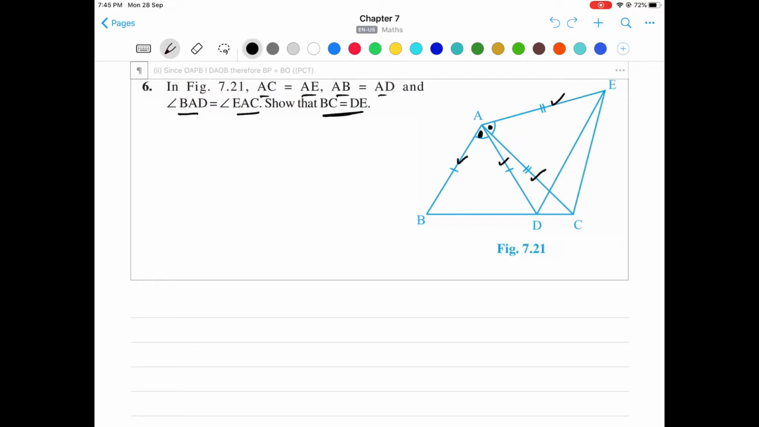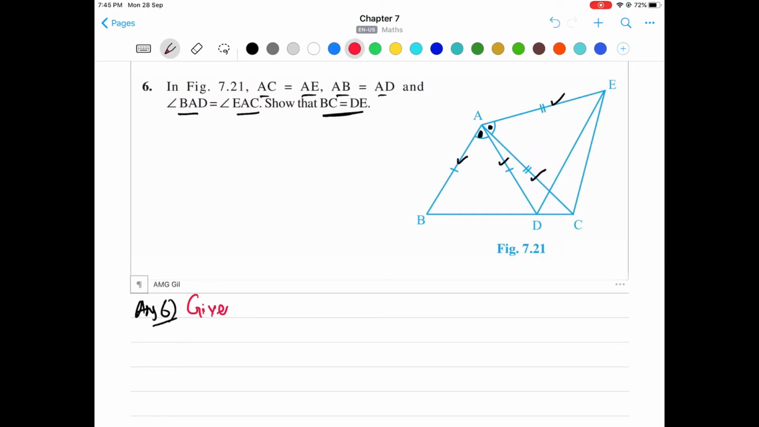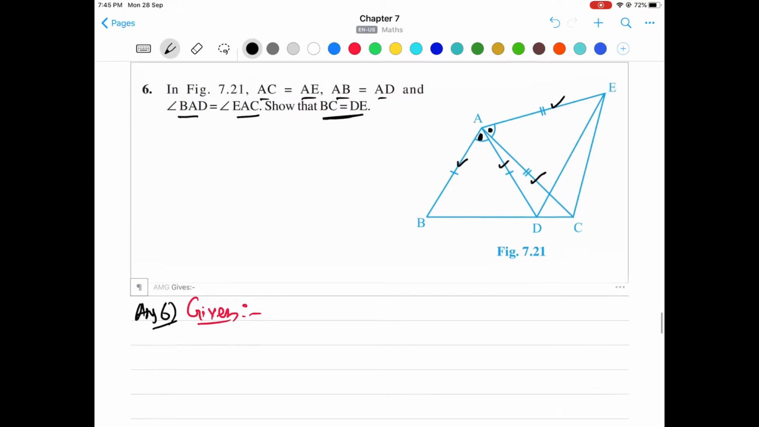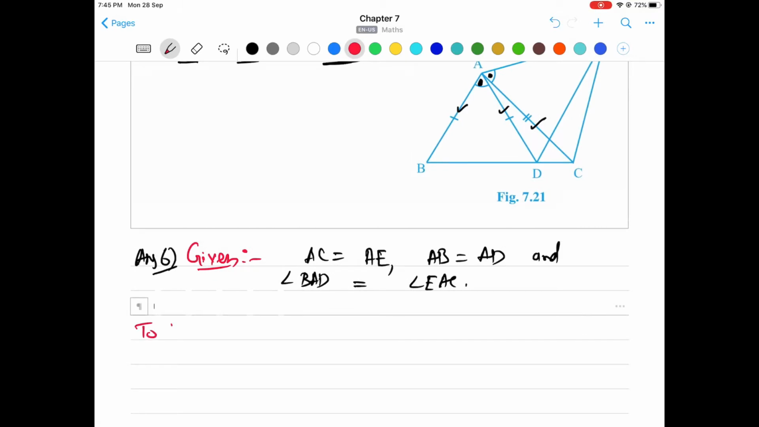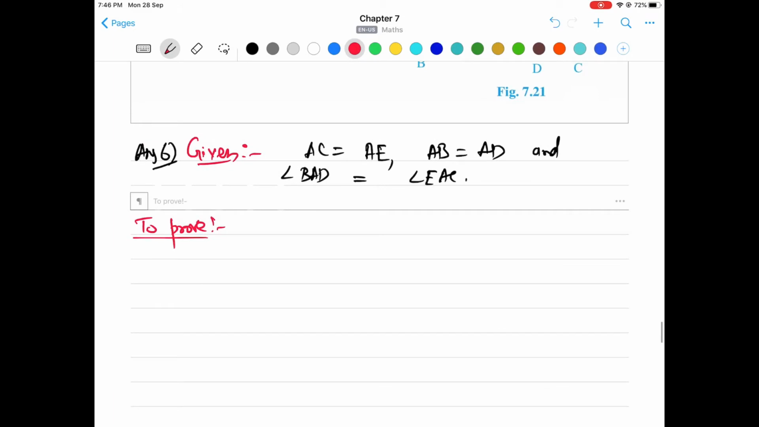That's what we have to prove. Okay, let's start the answer to number 6. First we will mention the given part. Given here is AC equals AE, AB equals AD, and angle BAD is equal to angle EAC. We need to prove that side BC is equal to DE. We have to prove that BC is equal to DE. Okay, let's start its proof.